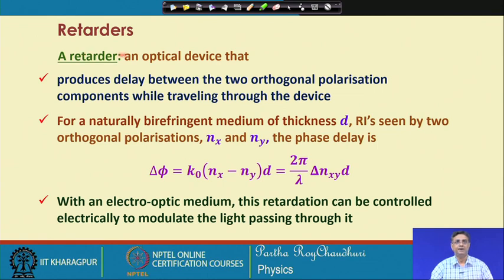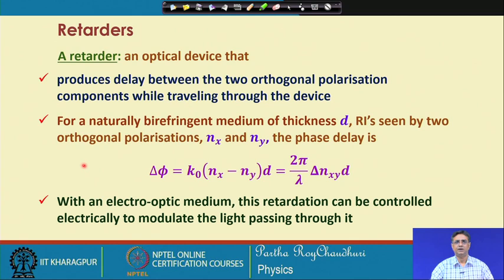Retarder. A retarder is an optical device that produces a delay between the two orthogonally polarized light travelling in the medium. One of the polarizations is faster moving, while the other is slower moving. So, as a result, in the course of propagation through the medium, they will develop a path difference and hence a phase difference, and there will be a delay. This phase difference accounts for the birefringence and the delay.